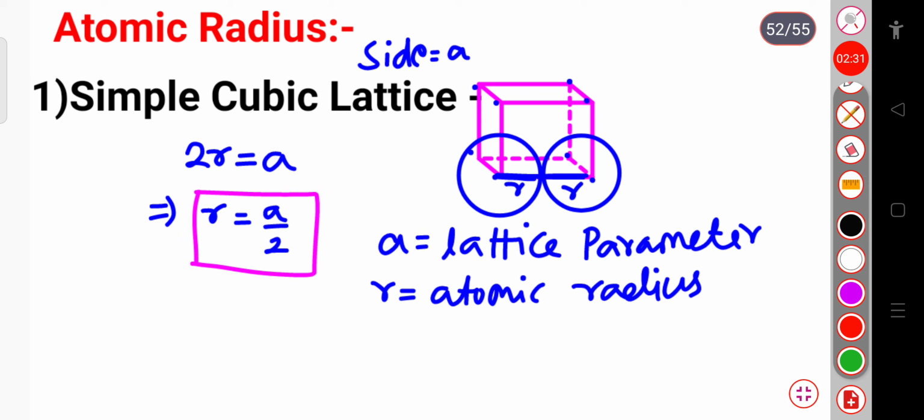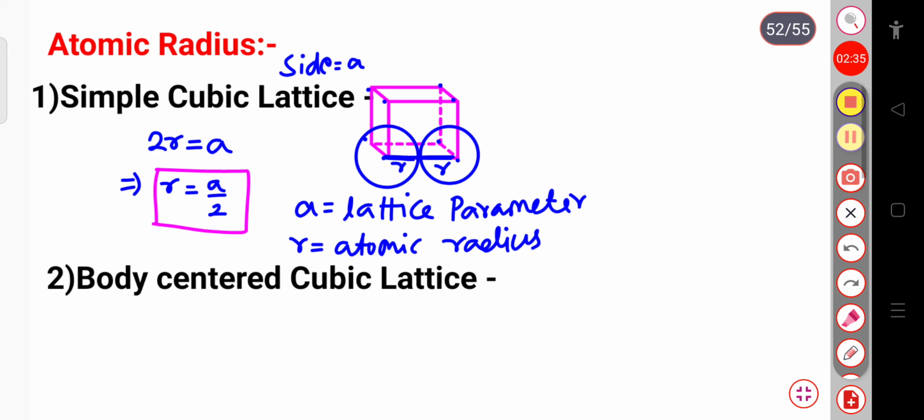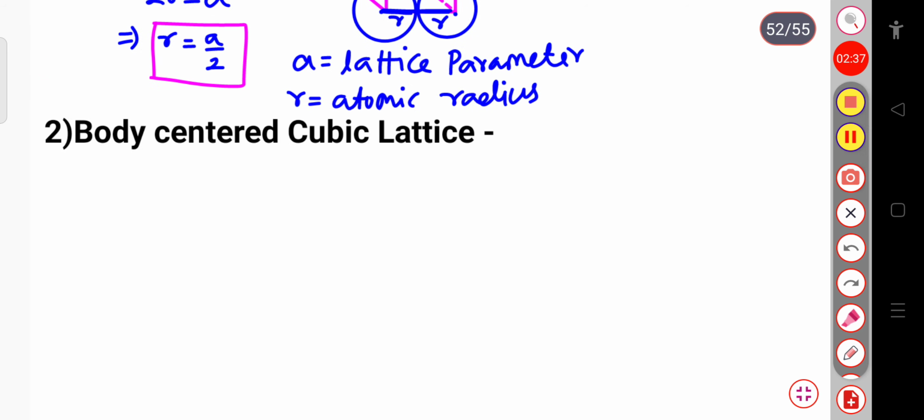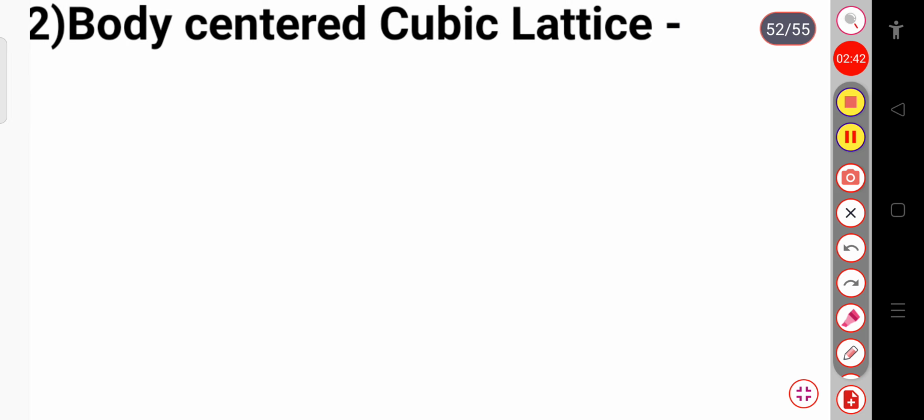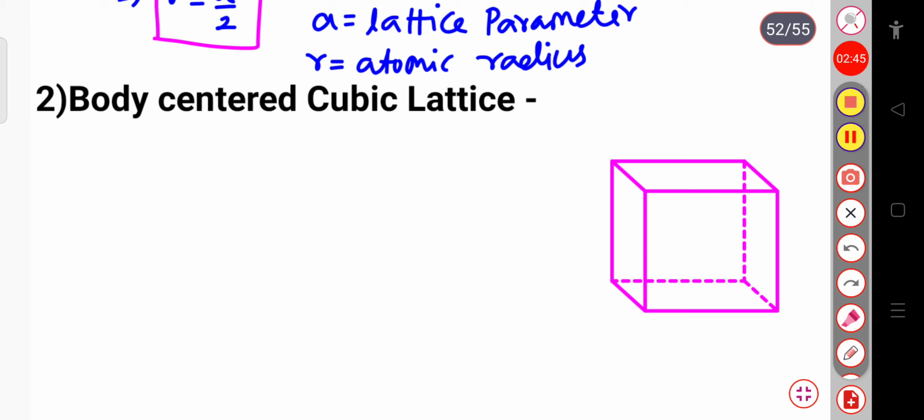And similarly, we will calculate for the body-centered cubic. Now let us see the body-centered cubic lattice. In this case, let me first draw a cube. This is first of all a cubic cell. Now in this cell, in the case of the body-centered cubic lattice, we know the atoms are present at the 8 corners, and as well as at the center of this cubic lattice one atom will be present, and they are in the closely packed form.